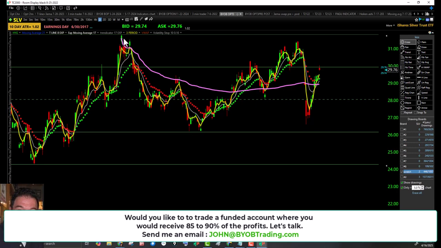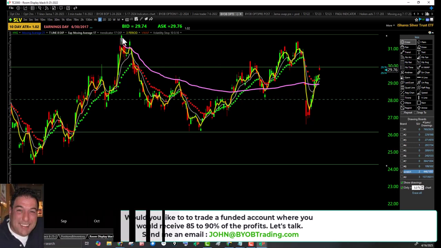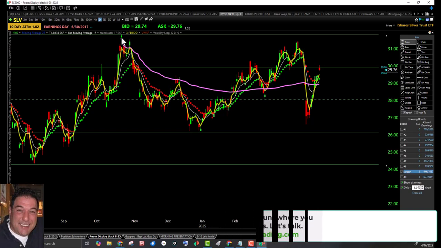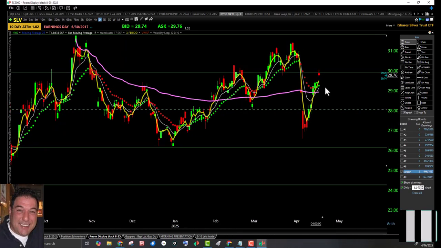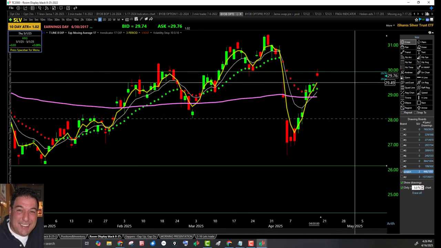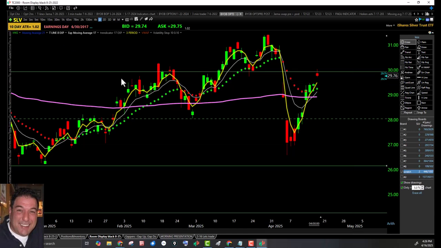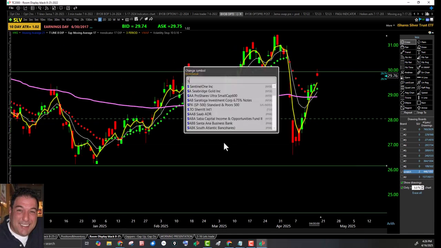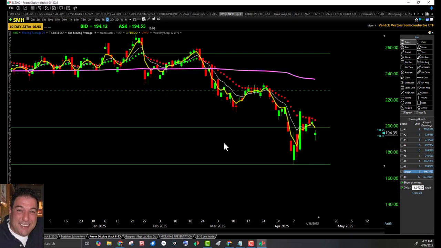Okay, closing over. This is silver. That is a 12-year high anchored VWAP, and it also doubles as a 6-month high anchored VWAP. Okay, so there's the 6-month high, and the 12-year high anchored VWAP. In the upper third, that's bullish. That's precious metals. Let's take a look at SMH.